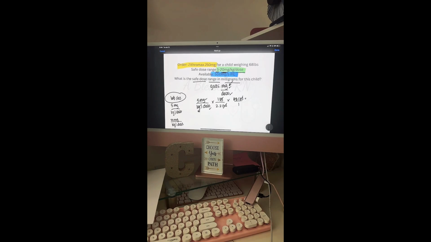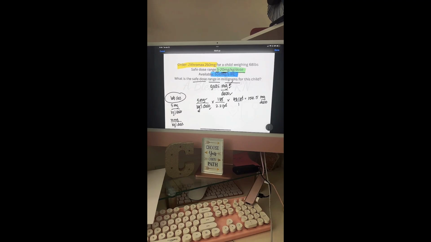So we'll do 5 times 68 divided by 2.2, which is going to be 154.5. And I'm just going to round it to the nearest tenths place. But you round to whoever has the power to pass or fail you tells you to round. Do you hear me? That's my disclaimer. All right, I said it.